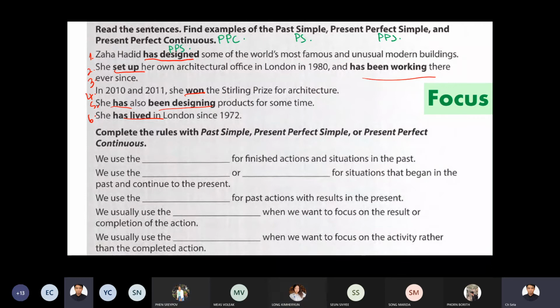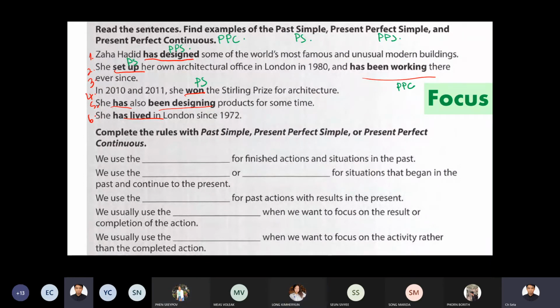All right. Number 2, she set up her own architectural office in London. What is it? Past simple. Yes, PS. And has been working there ever since. What is it? Present perfect continuous. This one is PPC. Okay. Number 3, in 2010 and 2011, she won the Sterling Prize for Architecture. What is it? Past simple, PS. Yes, past simple.